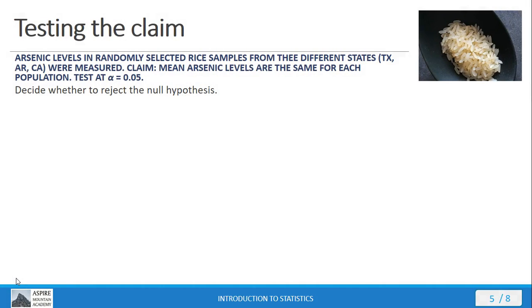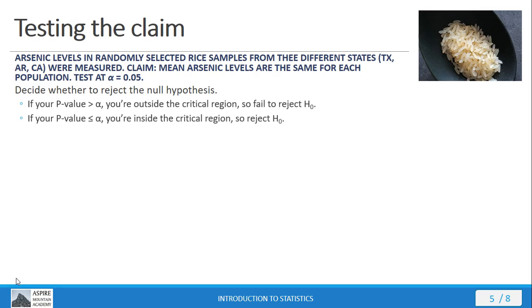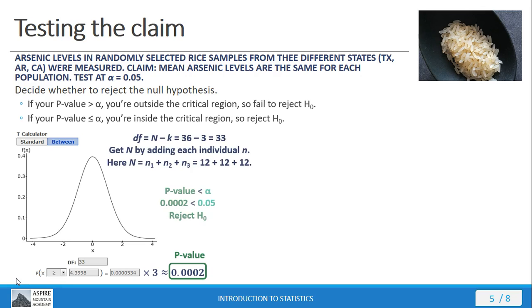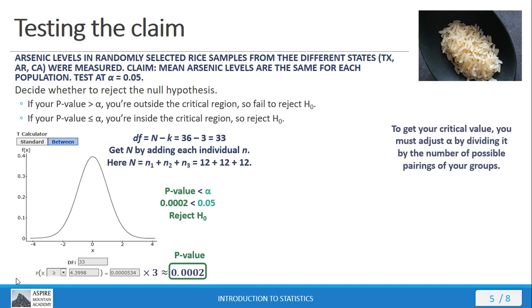Now we can decide whether to reject or fail to reject the null hypothesis. We have the same standard criteria that we've always had. So back here in our t-calculator, we take that area that comes out, which would be the p-value if we were only doing 1 pair, but now we're doing 3. So we're going to multiply by 3. And that gives us the p-value that we need to compare with our significance level of 5%. And we find that we're inside the region of rejection. So we reject the null hypothesis.